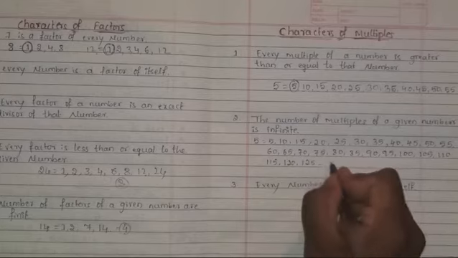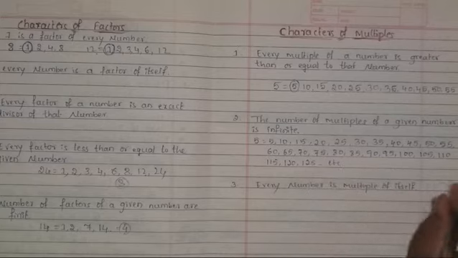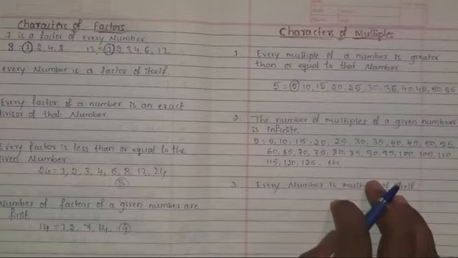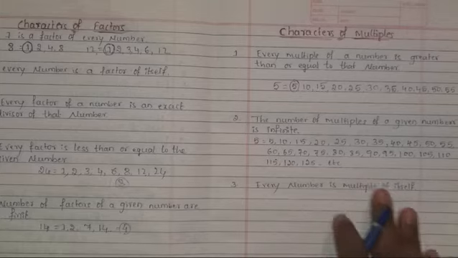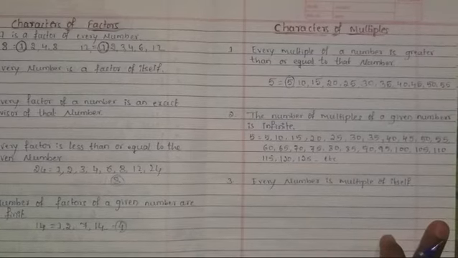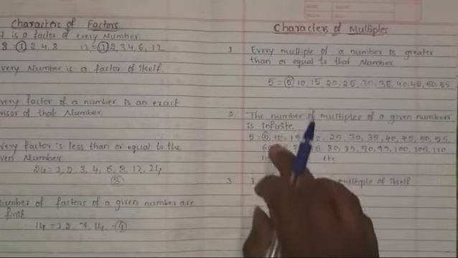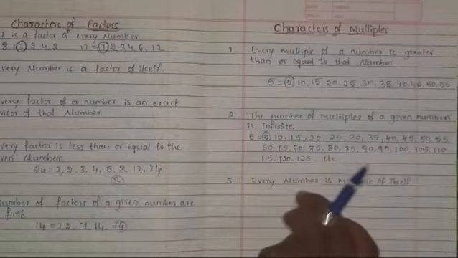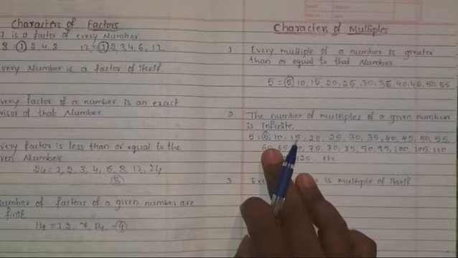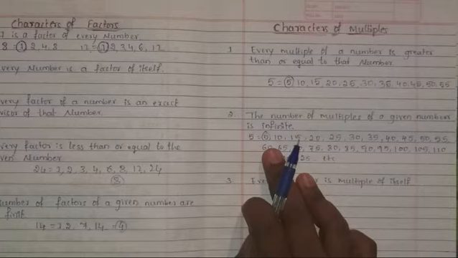I can continue like this only. Simply, we have to keep multiplying that given number each time, right? I hope you understood this characteristic also. So we'll go for the third one now. Every number is a multiple of itself. In both examples, you are getting this, right? Every given number is also a multiple of itself, right?